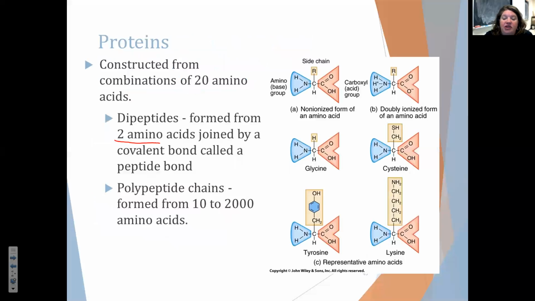Dipeptides are going to be 2 amino acids. And then longer than that, we call them polypeptide chains. Now, up here, they show you the basic structure of the amino acid. It's designed around a central carbon. On one side, you have a carboxyl group, COOH. On the other end, you have an amino group, which is NH2.